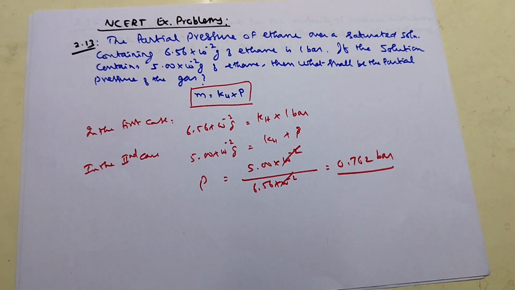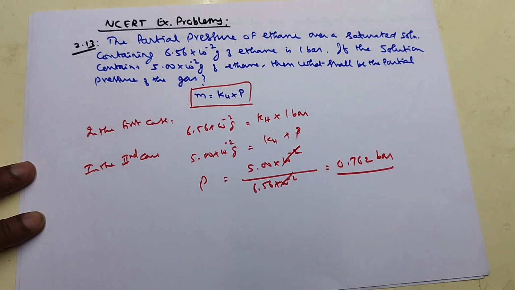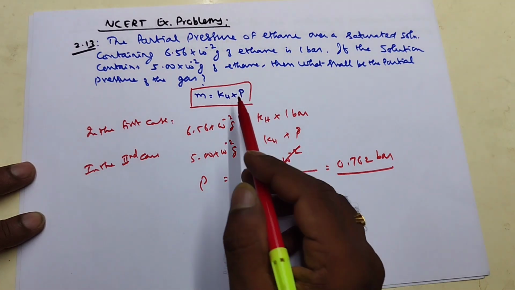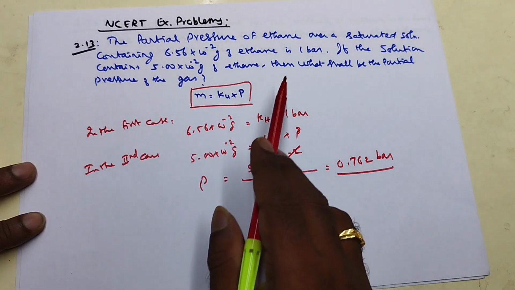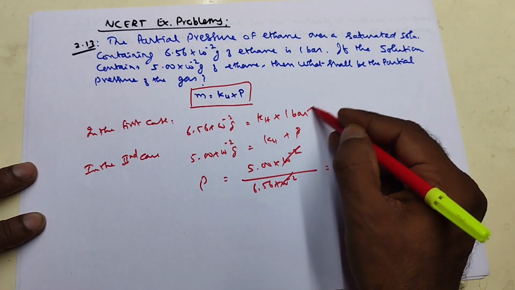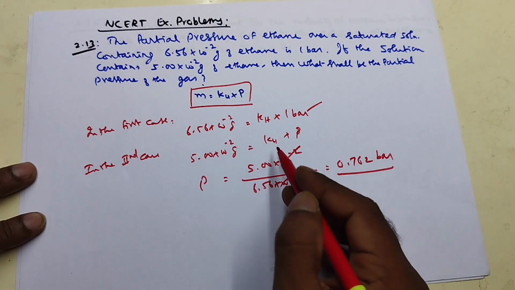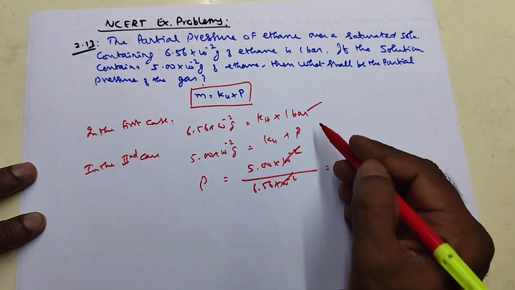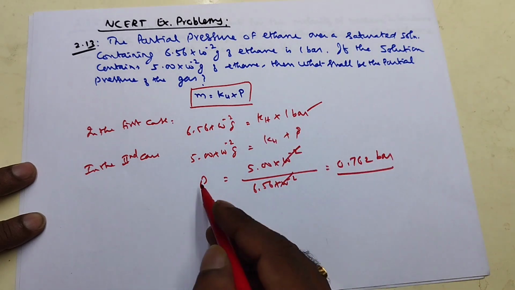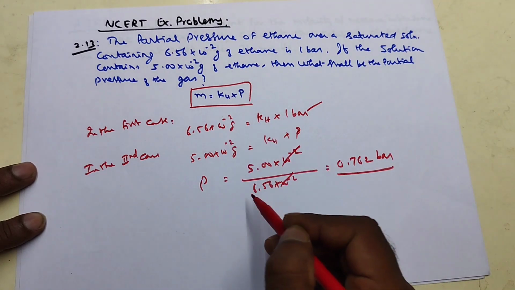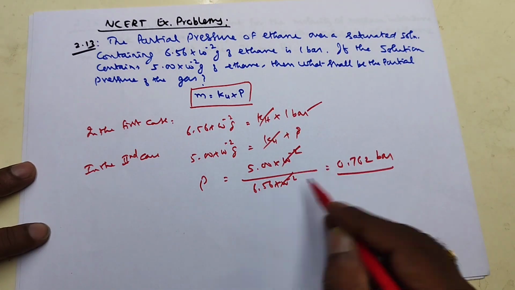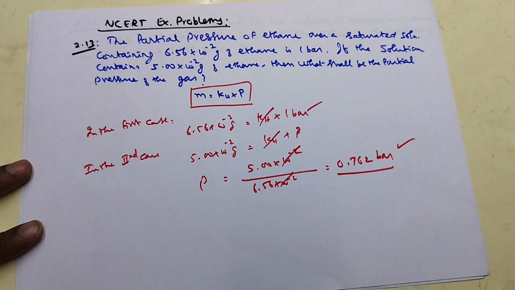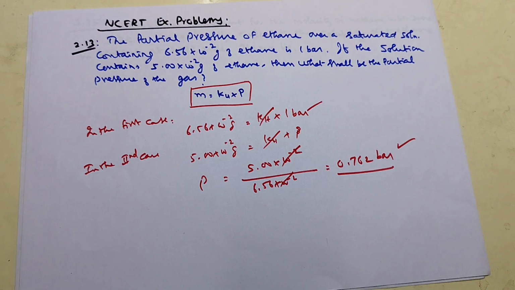This is another way to see the problem. The given mass of a gas is directly proportional to the partial pressure of the gas. Putting in the proportionality constant Kh, there are two cases. First case, 6.56 gram of ethane is at 1 bar. In the second case, 5.00, the Kh into the partial pressure they are asking. So we have to equate these two things. Cross multiplying, we get P is equal to 5.00, the Kh will be cancelled. If we simplify this, we get 0.762 bar. This is the answer for 2.13.